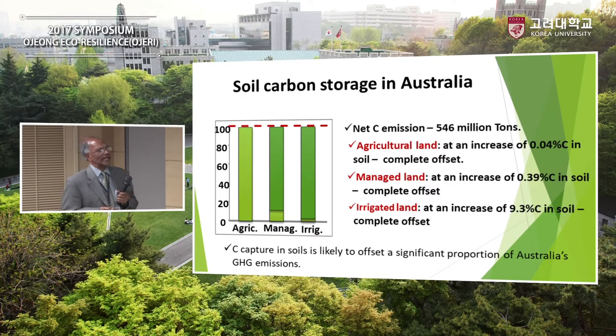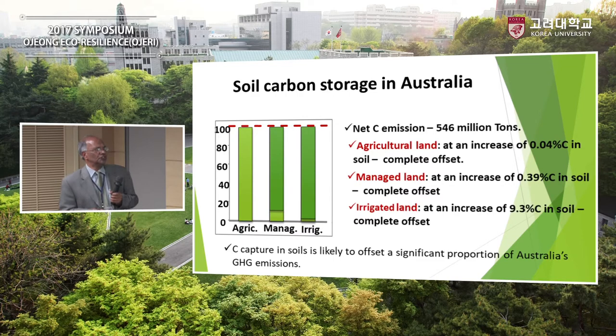Now we did a kind of modeling exercise. This is the net emission of carbon dioxide, around 500 million tons per annum. If we use all the agricultural land in Australia, all you have to do is increase the carbon by 0.4%. You can completely offset it. But it is impossible to cover all agricultural land. So therefore, we go for managed land, because agricultural land also includes rangeland. Rangeland means just leave the cattle there, forget about it. So that's why managed land.